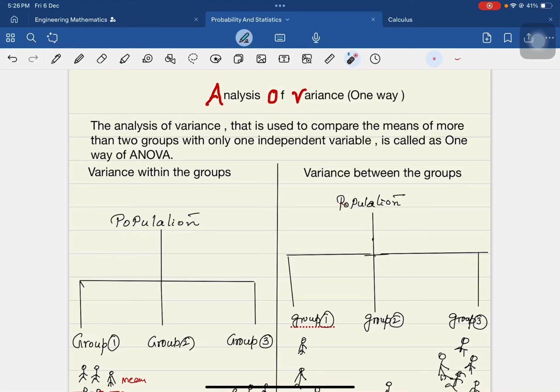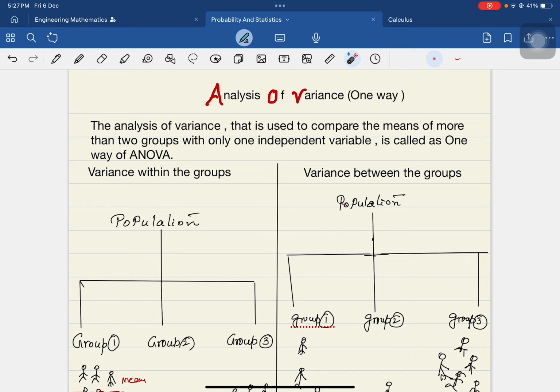Yes, I'm so excited today to explain the analysis of variance for the statistical tests. To understand when the variance of three or more groups is given, how to find out the variance. The variance among the groups is different, and within the groups it is different.